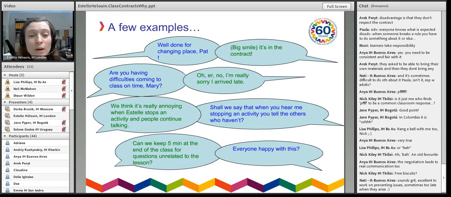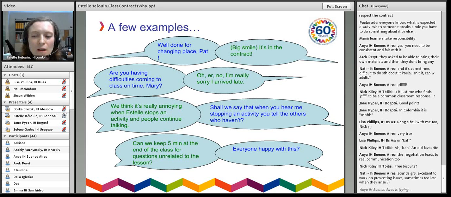And also, having a contract that I discuss with my students gives me the opportunity myself to say what I would like to include, and in a way, when they have been able to say what they would like, then they're much more likely to accept things which I find are important for me.